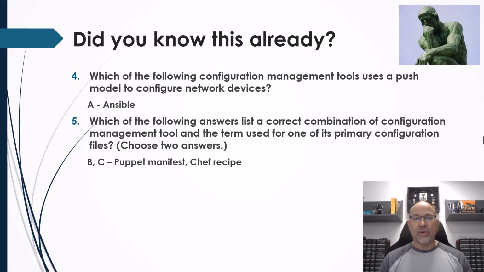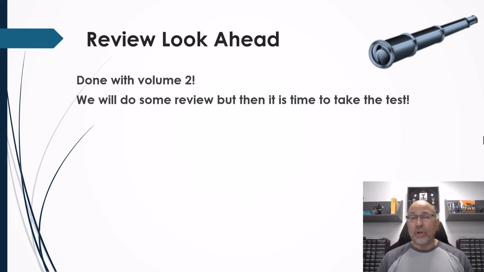Question number 5, which of the following answers lists a correct combination of configuration management tool and the term used for one of its primary configuration files? Choose 2 answers. Well, that was B and C, the Puppet Manifest and the Chef Recipe. Ansible has the playbooks. Well, we're going to do a review look ahead. We're done with chapters, right? So we're done. This is done with volume 2. We'll do some review and then it'll be time to take the test.